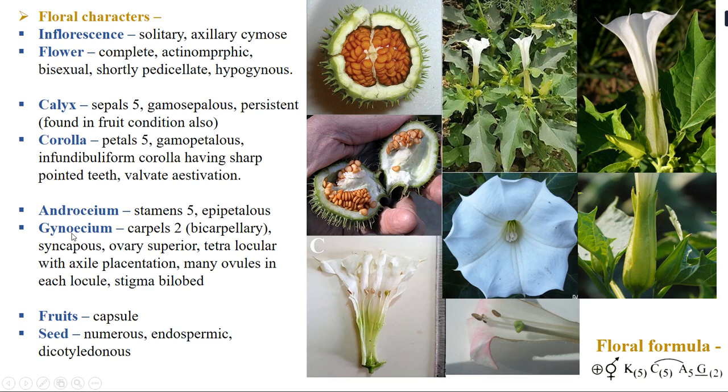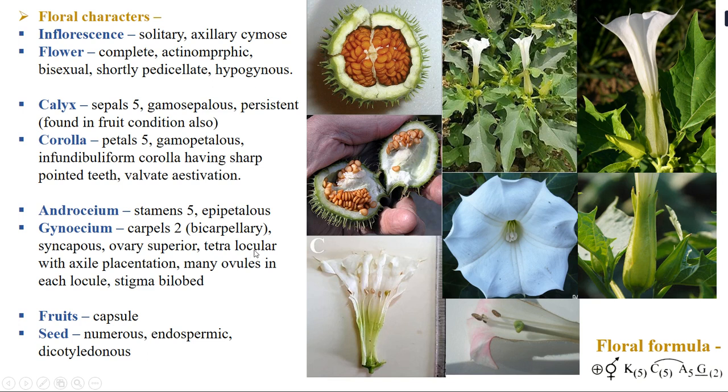Coming to gynoecium, there are 2 carpels. You can see this in the picture: 1 and 2. So it is bicarpellary. Syncarpous: the carpels are not individual. They are fused to each other. Ovary is superior, that you can see in this picture. The ovary is superior.